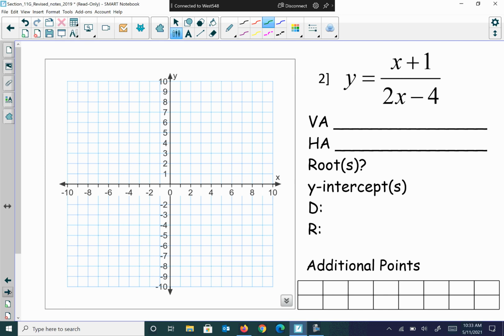All right, so first thing, vertical asymptote. What number do I plug in for the denominator that would make the whole thing 0? 2, right? 2 times 2 is 4. 4 minus 4. So x equals 2 is my vertical asymptote. I get that. My horizontal asymptote goes like this.